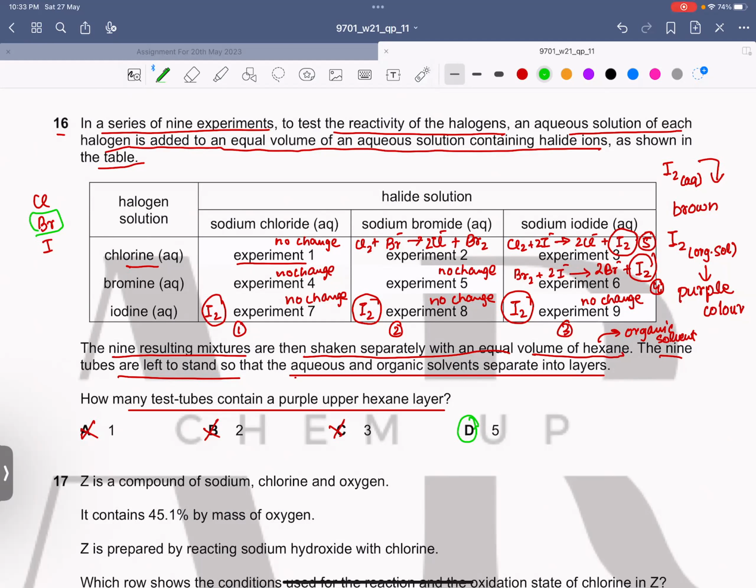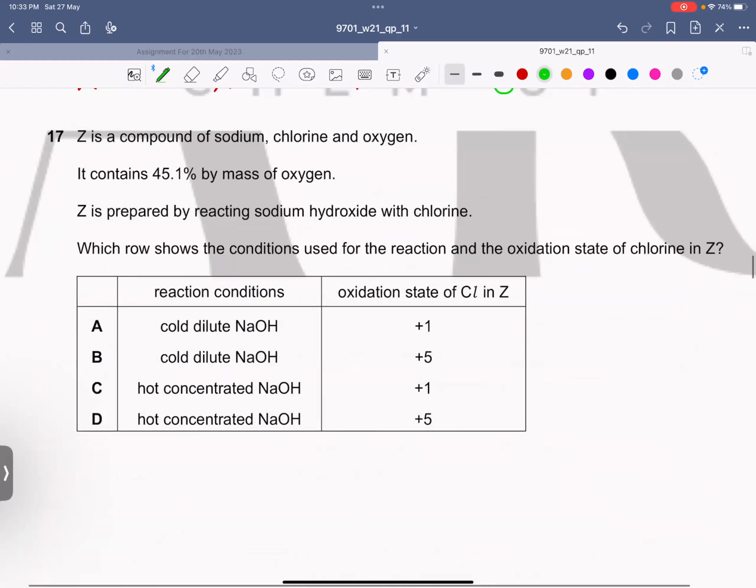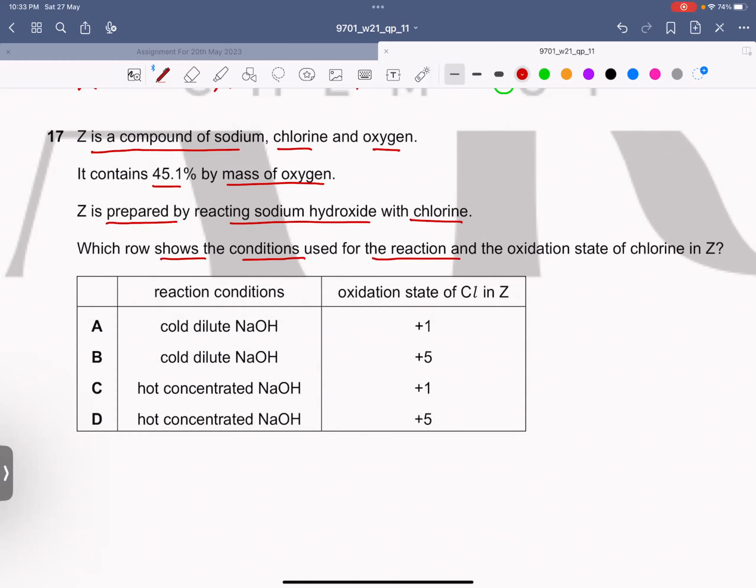Now, question number 17. Z is a compound of sodium, chlorine, and oxygen. It contains 45.1% by mass of oxygen. Z is prepared by reacting sodium hydroxide with chlorine. Which row shows the conditions which are used for the reaction and the oxidation state of chlorine in Z? Okay.